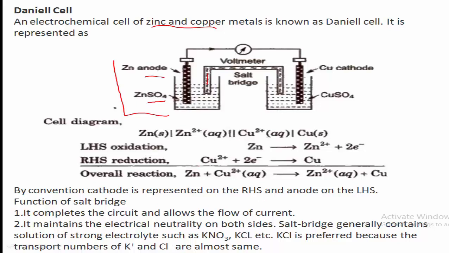So what is the function of this salt bridge? That we will see. It completes the circuit and allows the flow of current. And second, it maintains the electrical neutrality on both sides. A salt bridge generally contains a solution of a strong electrolyte such as KNO3 or KCl, and KCl is preferred because the transport numbers of K plus and Cl minus are almost the same. So these are certain applications or functions of the salt bridge. Hence we are using a salt bridge here. Remember these functions of the salt bridge.